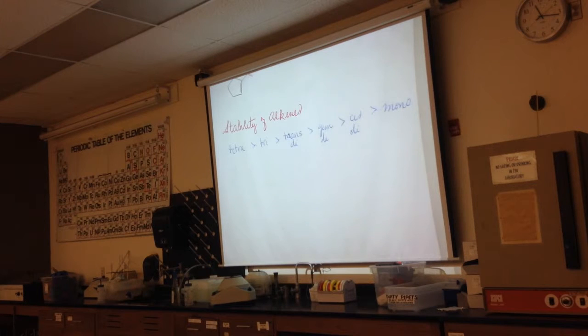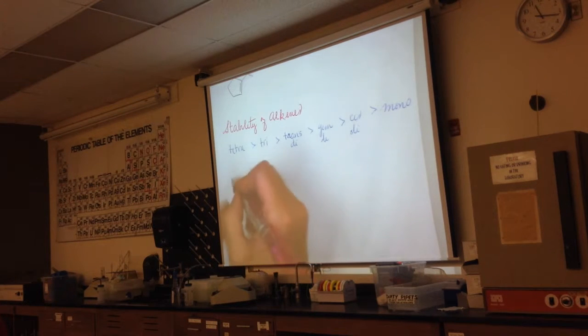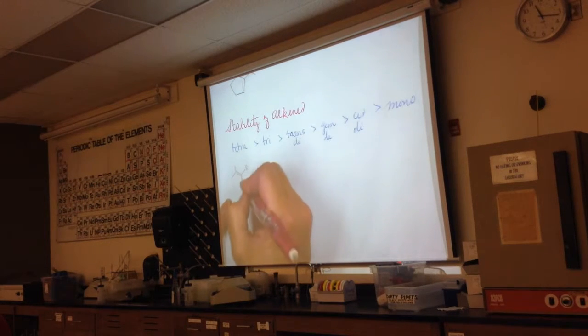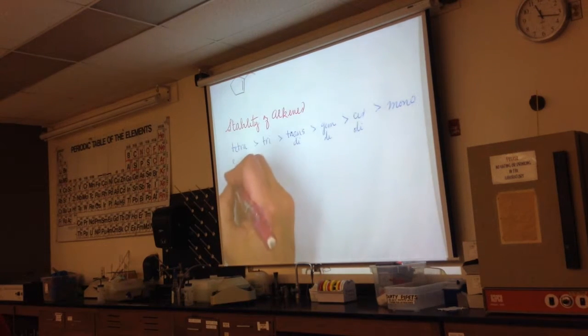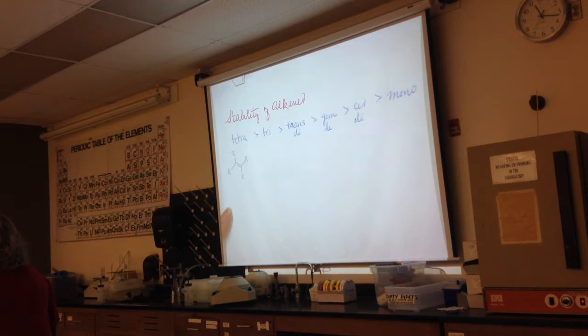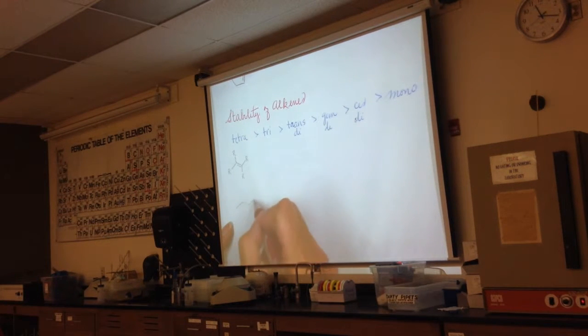A tetra-substituted alkene looks like this. So your tetra-substituted alkene looks like this, where you have all of that. So the R's can all be the same, or they can be different, but this will be a tetra-substituted alkene. I'll give you an example of one and you'll try to name it, all right? So let's go this way.